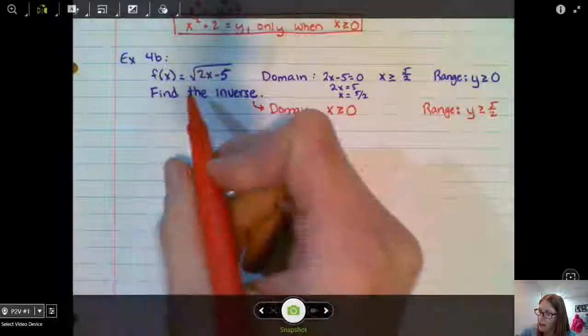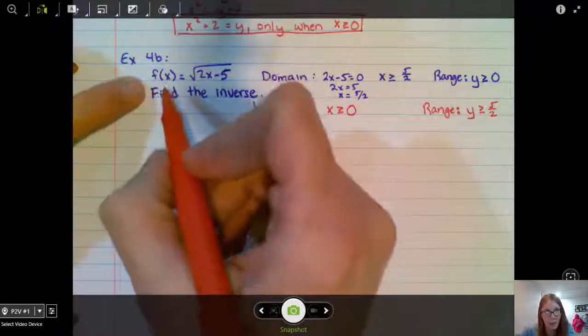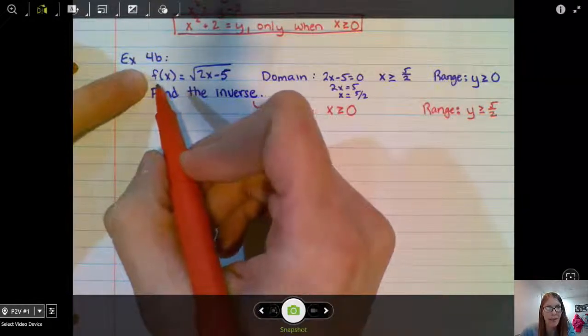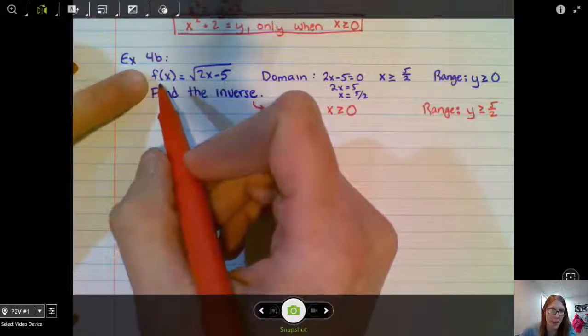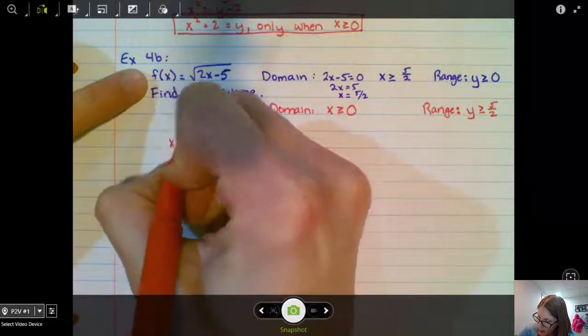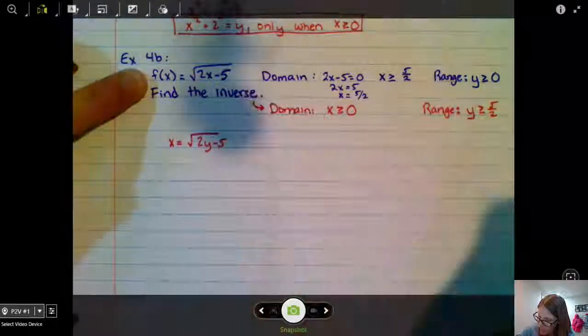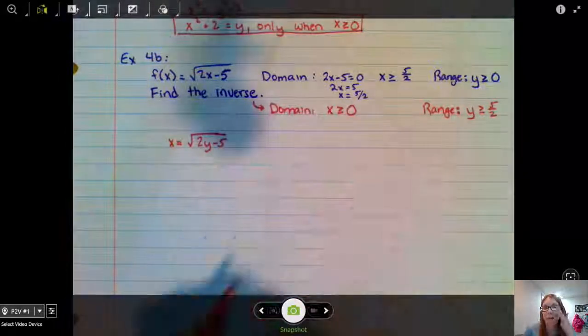Okay, inverse function. First thing we need to do, switch the x and the y's around. And even though this is written as f of x right now, remember that's really another way of saying y. Switch my variables. We get x equals the square root of 2y minus 5. And I need to get y by itself.